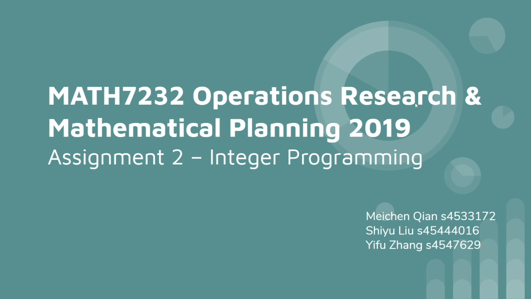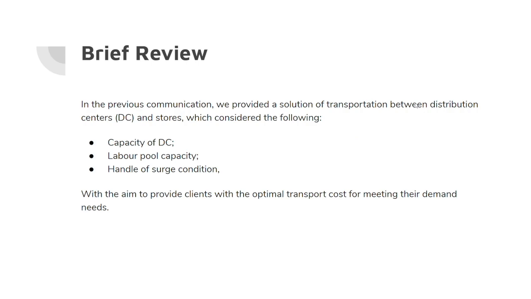Now, I would like to give you a brief review of previous communications. In previous communications, we have provided a solution of transportation between distribution centers and stores, which considered the following requirements, including capacity of distribution centers, labor pool capacity, and the handling of surge conditions. With the rapid change in market demand, our agile supply system aims to help you immediately meet your requirements and try our best to minimize the cost in order to maximize your profit.